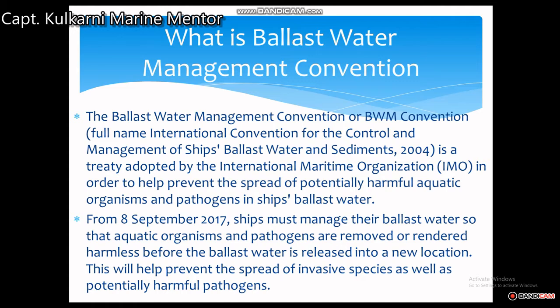From 8 September 2017, ships must manage their ballast water so that aquatic organisms and pathogens are removed or rendered harmless before the ballast water is released in the new location. What it is saying is that from 2017 we have to be more careful. This will help prevent the spread of invasive species as well as potentially harmful pathogens.